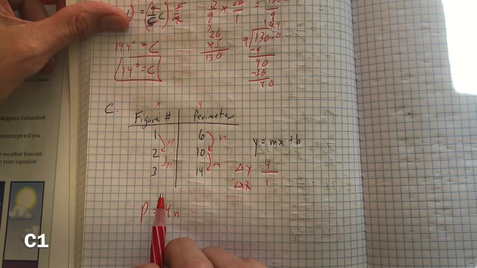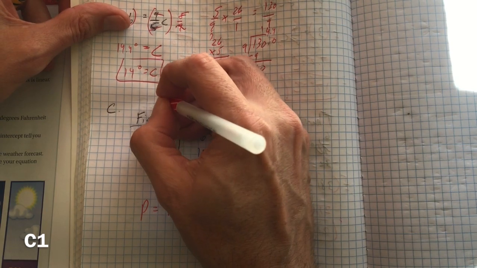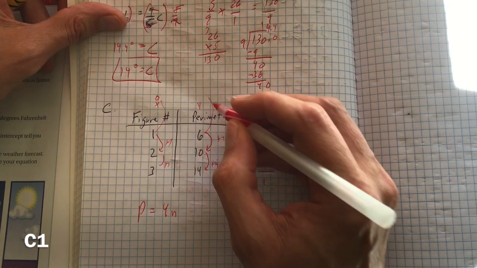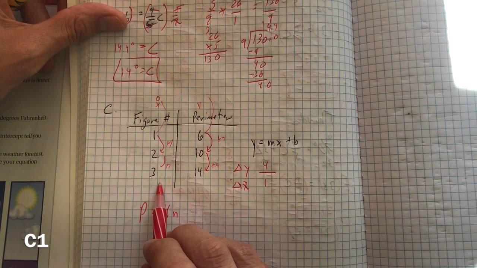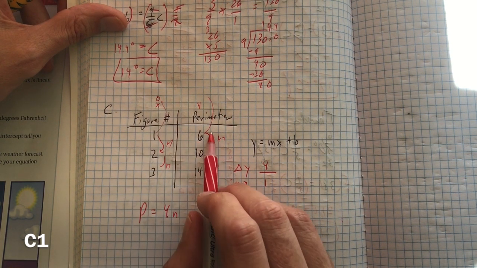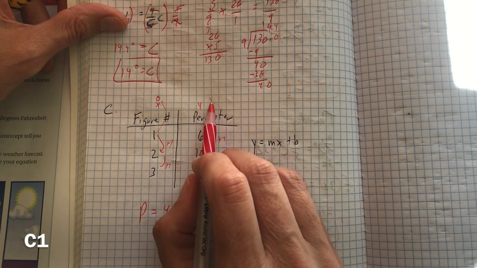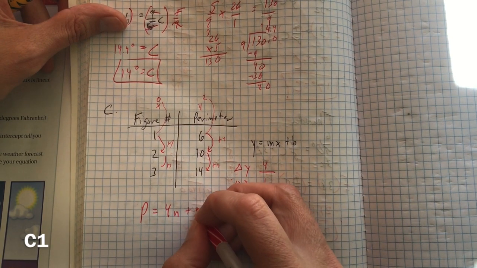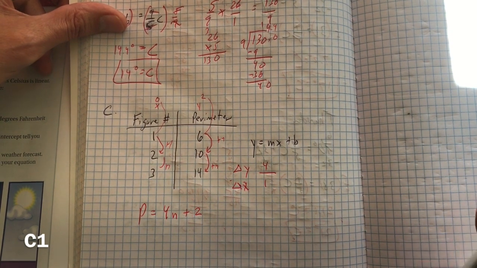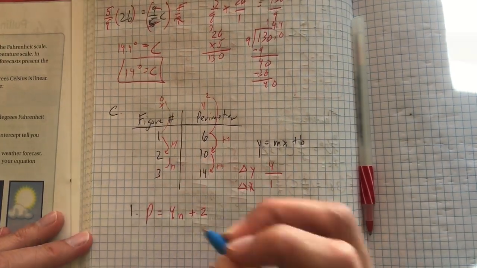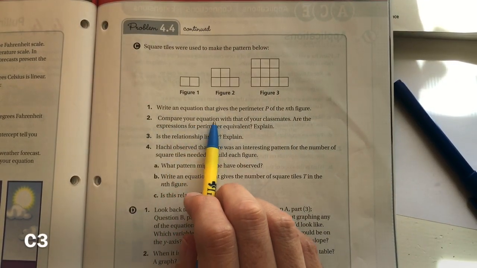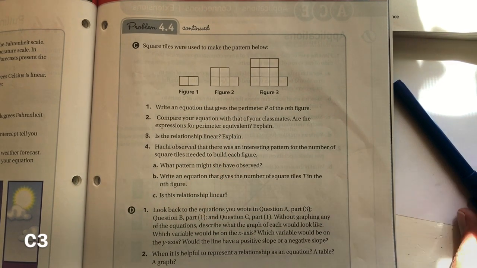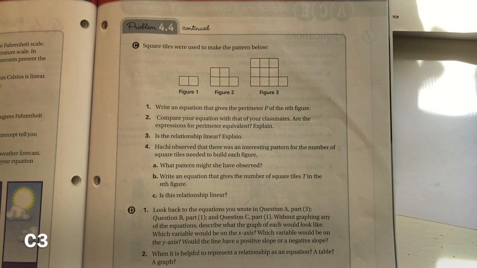Now, the tricky part here is I have to go backward. What if I went back to 0 here? That means I went minus 1 this way. So what would happen? If I did plus 1, plus 1, plus 1 going forward, and now minus 1, minus 1, minus 1, this would be like plus 4, plus 4, plus 4, so I would subtract 4, which means up here I would have a 2. That means my y-intercept would be 2. So this is the equation that we would get for C1, right? To compare your equation to that of your classmates, or whether the expressions for perimeter are equivalent, well, we can't really do that very well, but hopefully you would all get the same thing.